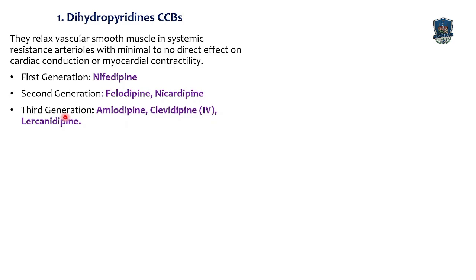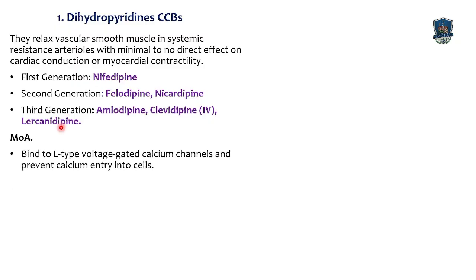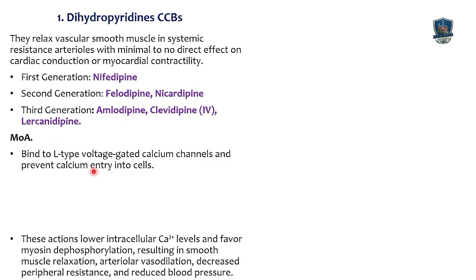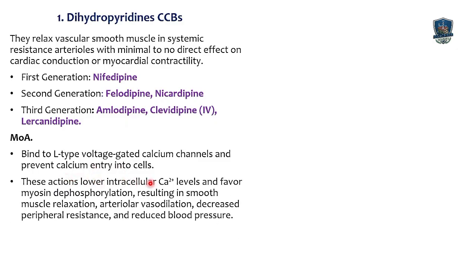The dihydropyridine calcium channel blockers relax the vascular smooth muscles in the arterioles. When that happens, basically it means they will decrease the afterload, or decrease the systemic vascular resistance. They bind to the L-type voltage gated calcium channels and prevent calcium entry into the cell, which I've explained. This action lowers the intracellular calcium levels and favors myosin dephosphorylation, resulting in smooth muscle relaxation, arterial vasodilation, decreased peripheral resistance, and reduced blood pressure.